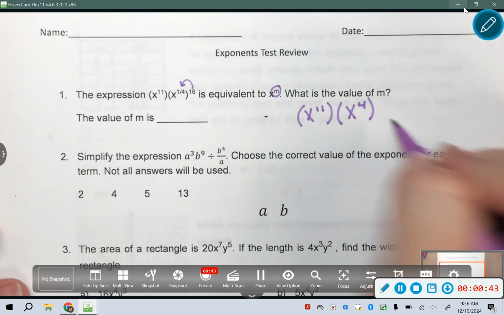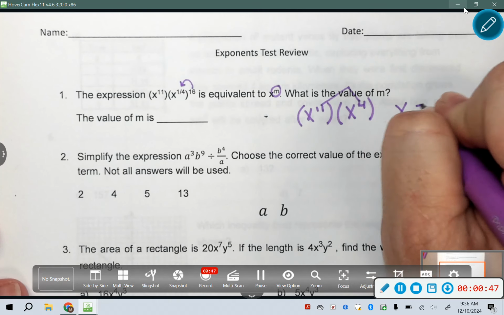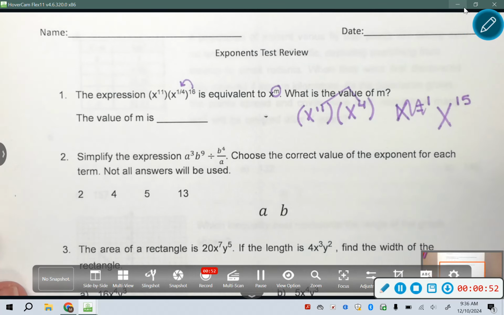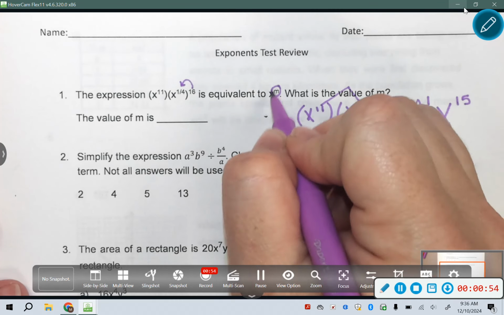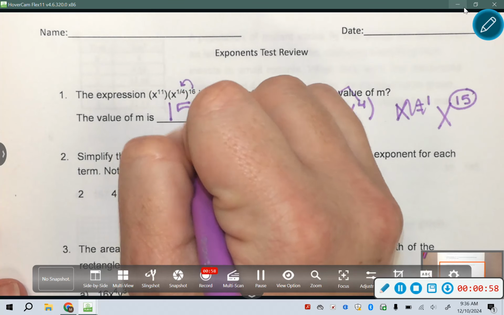Now I'm multiplying, which means I add my exponents. So it's 11 plus 4. That gives me x to the 15th power. And then I'm done. So again, it only wants to know what my exponent is, and my exponent is 15.